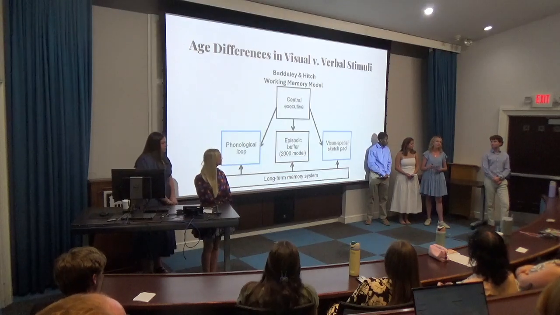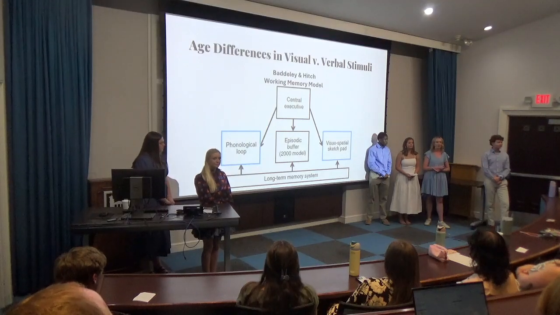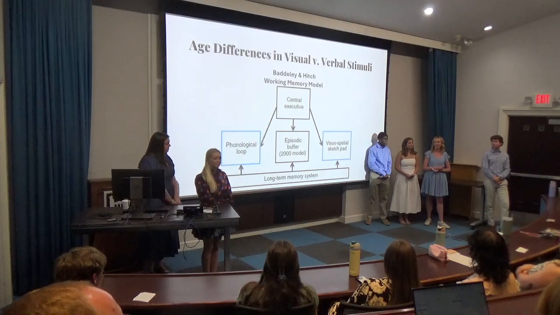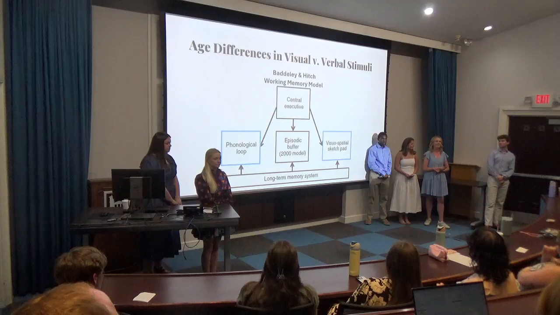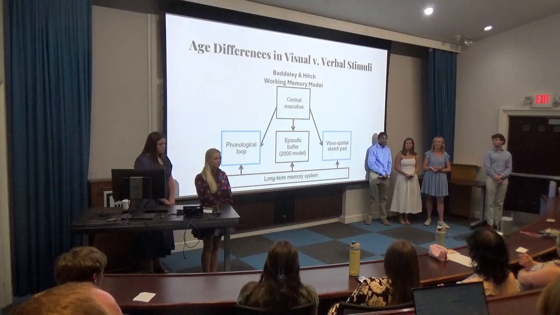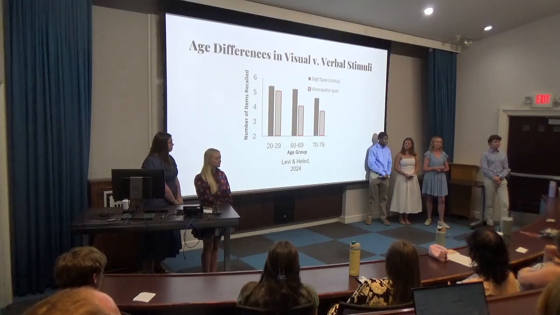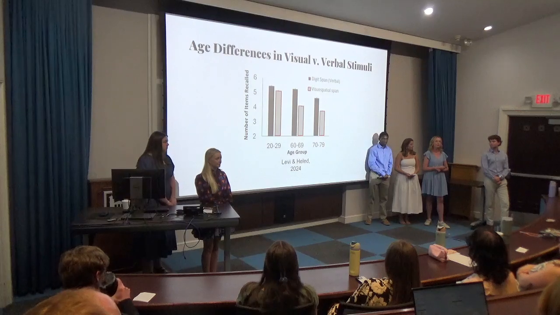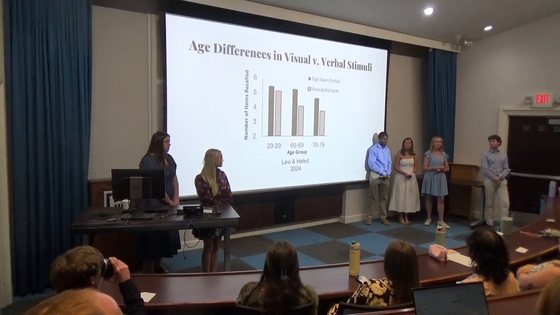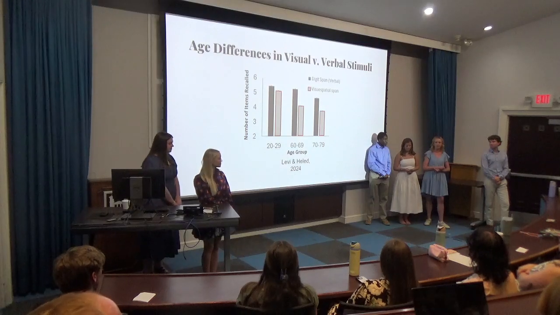Next, previous research has indicated that within the working memory system, there are separate stimuli and they are processed differently within working memory. In this model specifically, we can see the visual processing and the verbal processing areas highlighted in blue. This study specifically looked at the number of items participants were able to recall in a verbal and visual task. In red, we can see that the visual task had a decreased number of items that participants can recall.